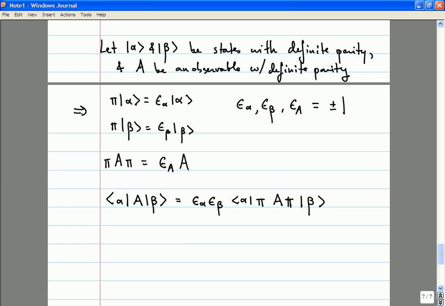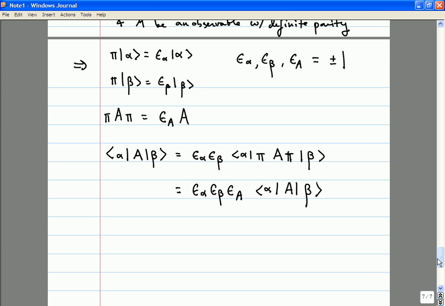We can then use the fact that pi A pi is epsilon A times A. And what we see is that this matrix element is equal to itself times the product of those three numbers, epsilon alpha, epsilon beta, and epsilon A. So what does that mean? That means that this matrix element is equal to 0 unless epsilon alpha times epsilon beta times epsilon A is equal to 1.